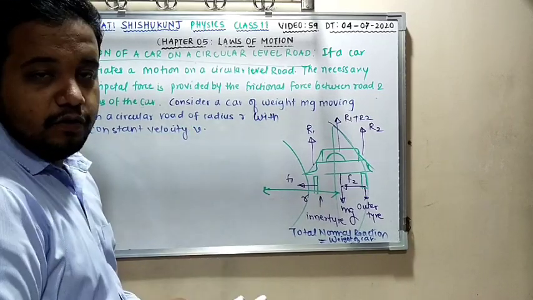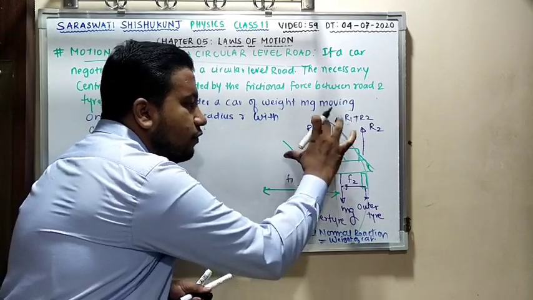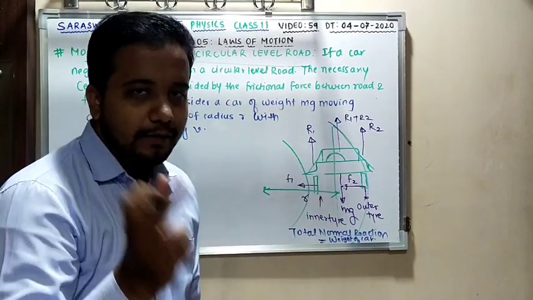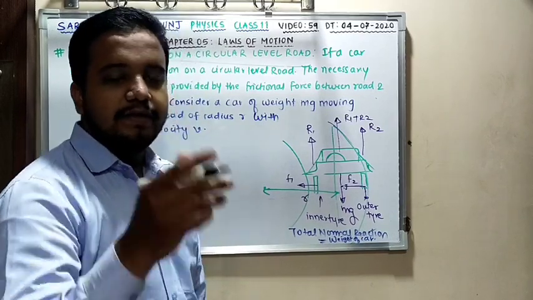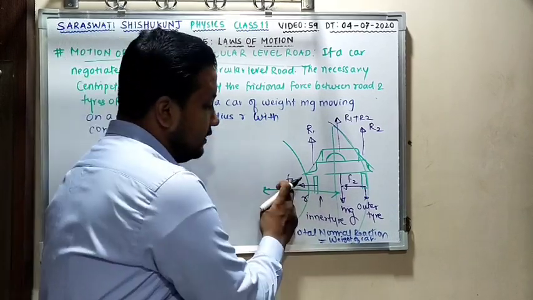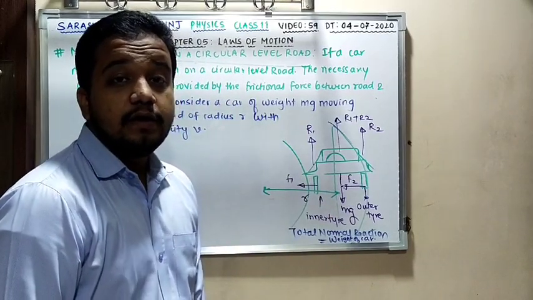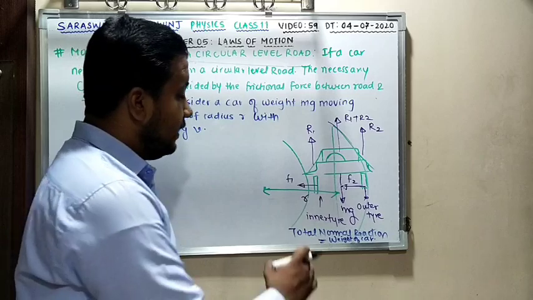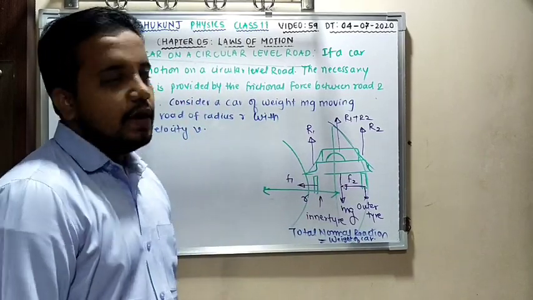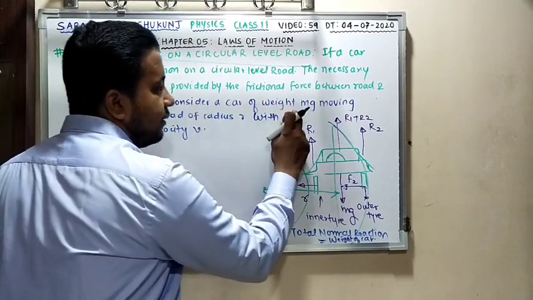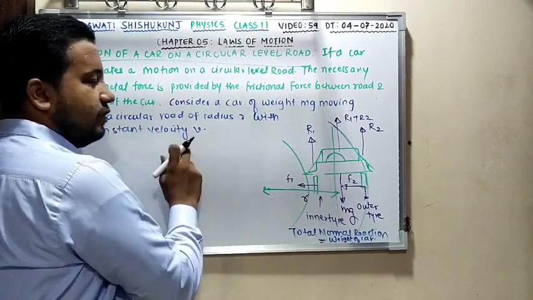Now one thing you have noticed over here. In order to move this car on a circular level road, you need one force. Which force? Centripetal force. That centripetal force is provided by the frictional force, which is acting at the inner tire and outer tire respectively. So I can say over here, consider a car of weight Mg moving on a circular road of radius r with constant velocity V.